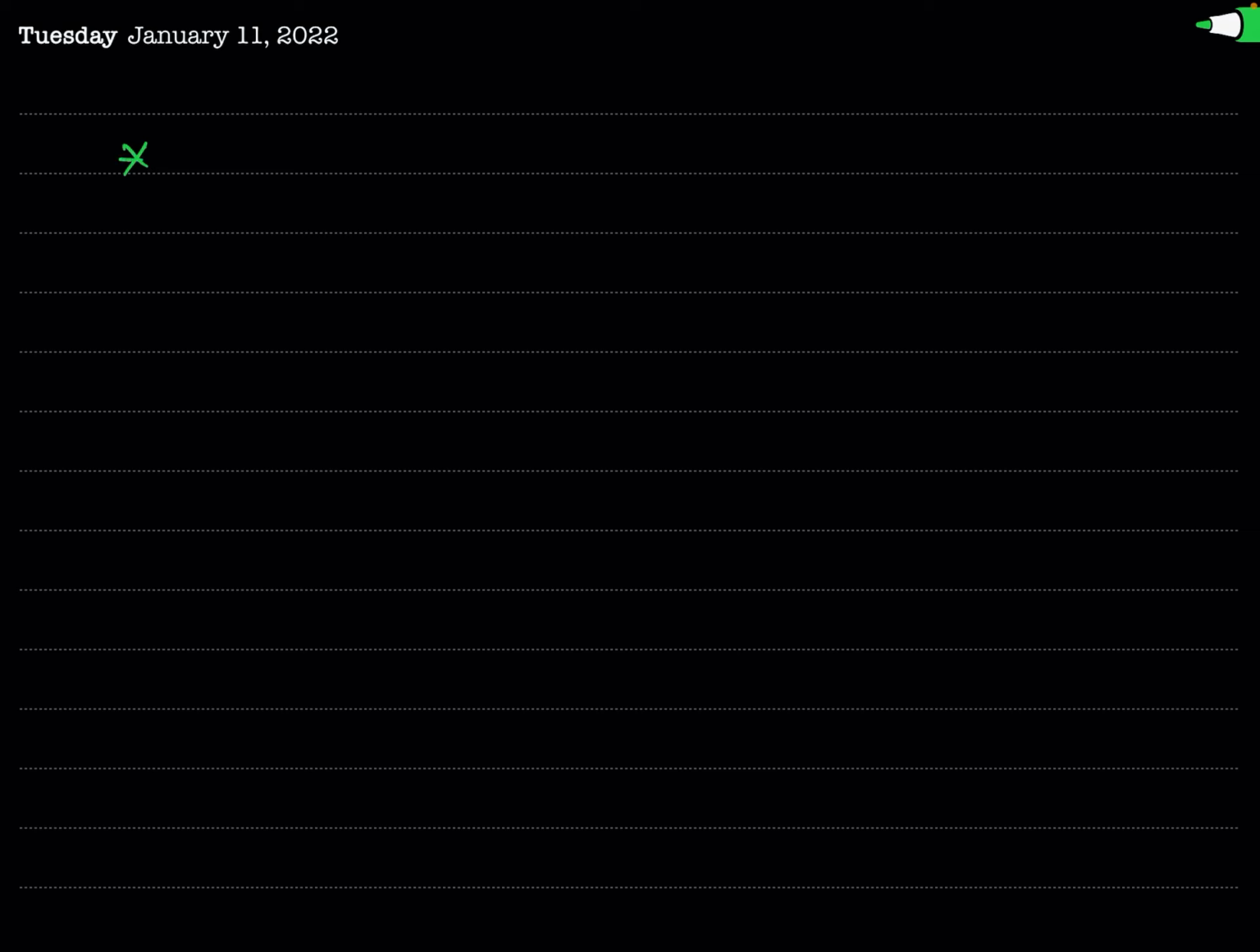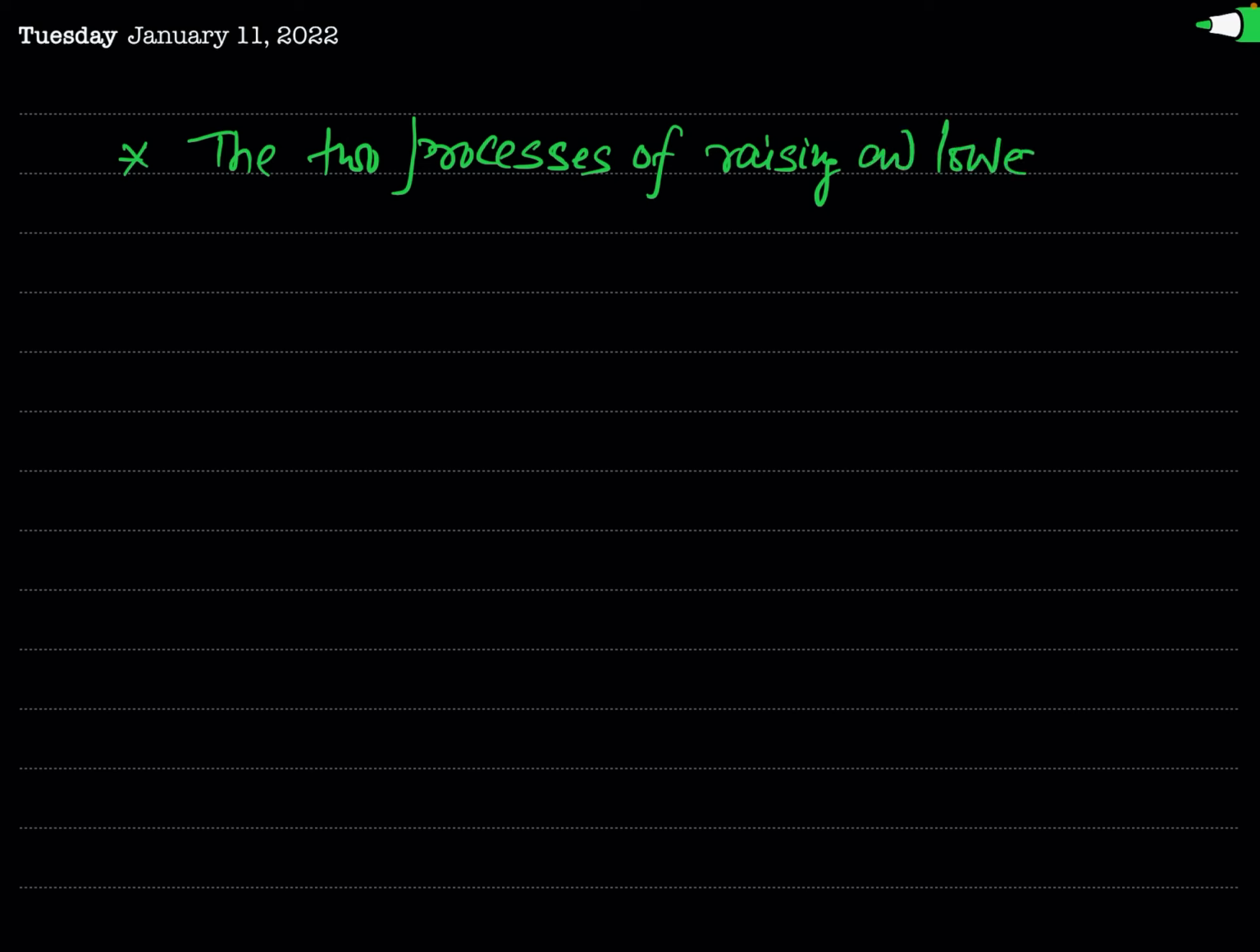So this is a very remarkable fact that the two processes of raising and lowering of indices are reciprocal to each other.